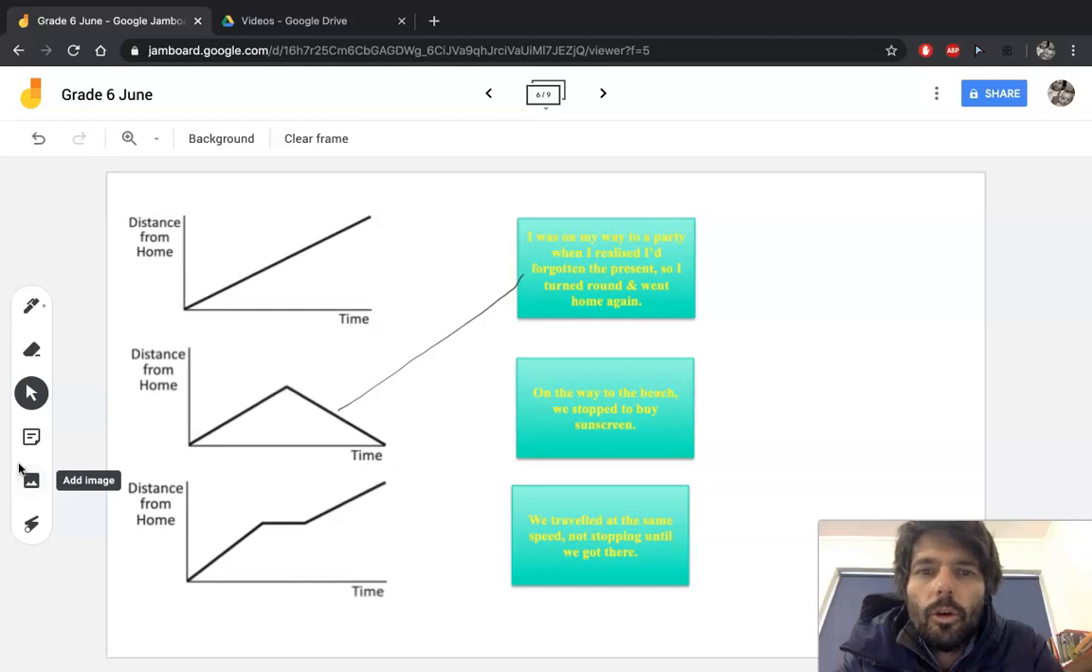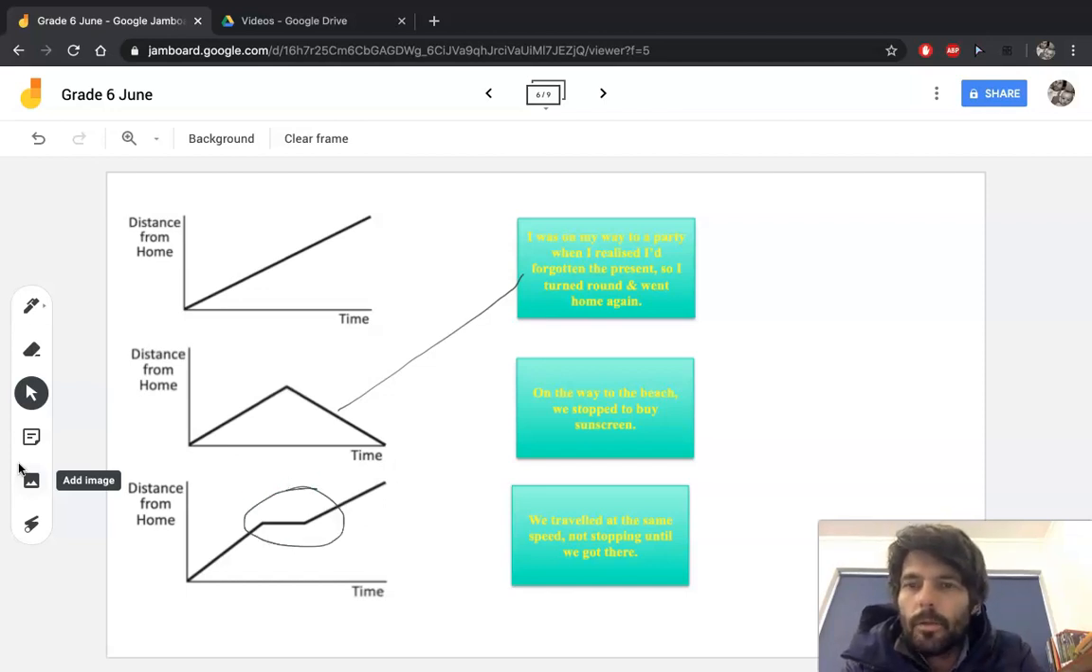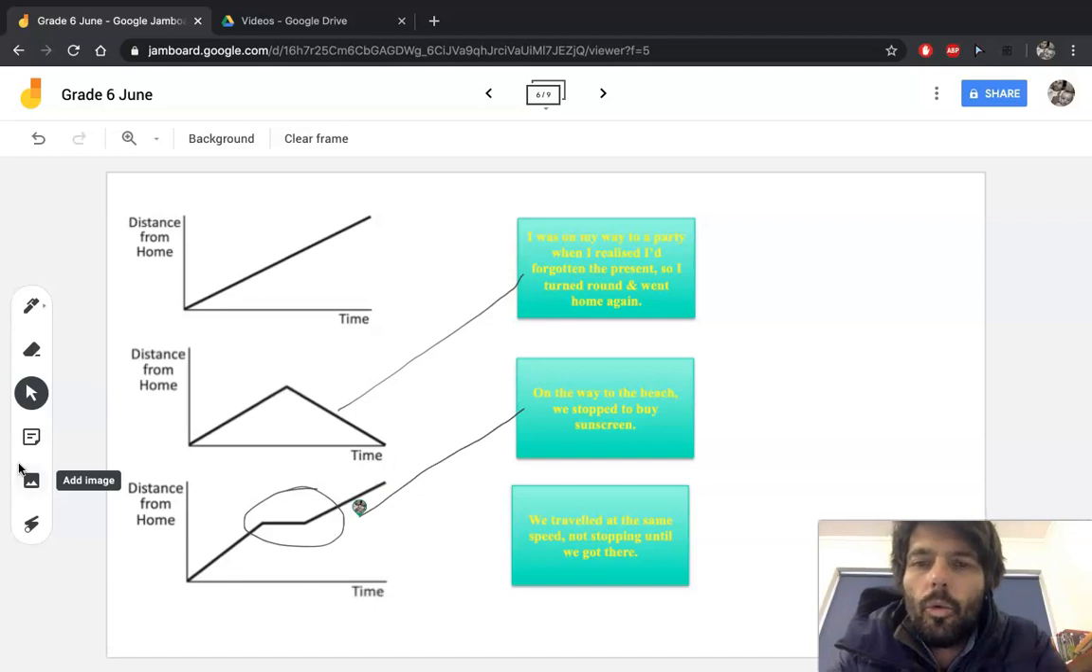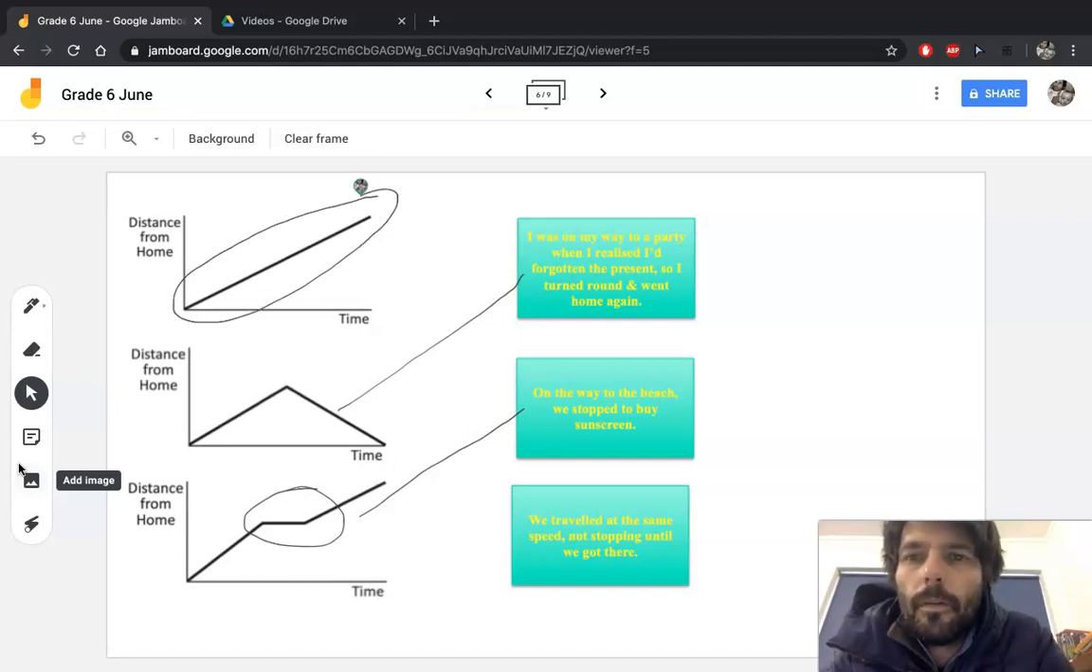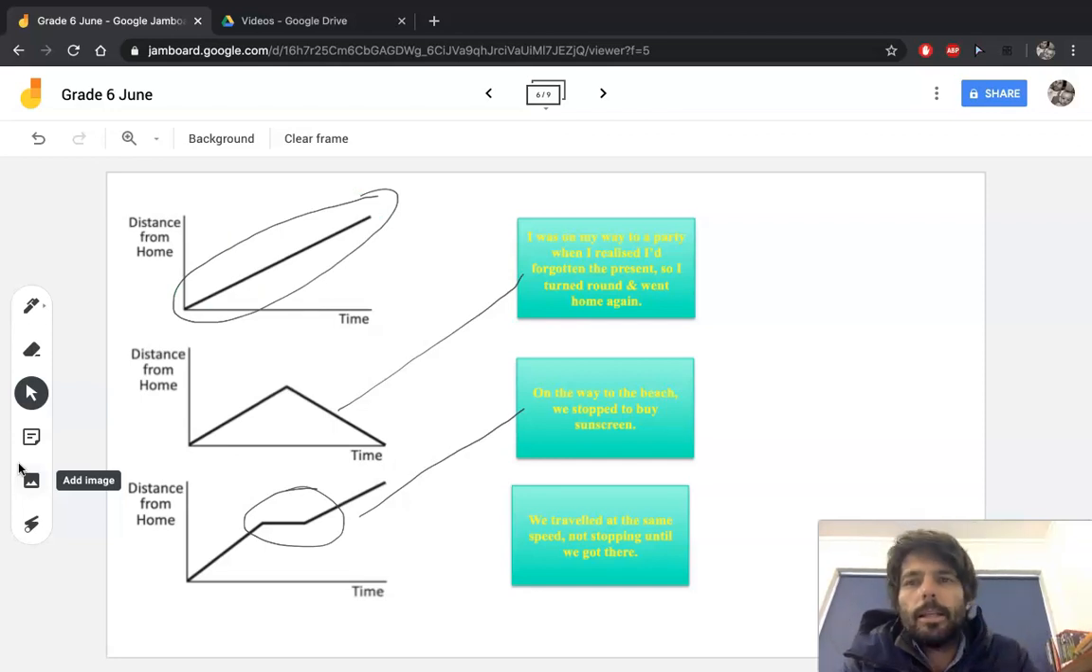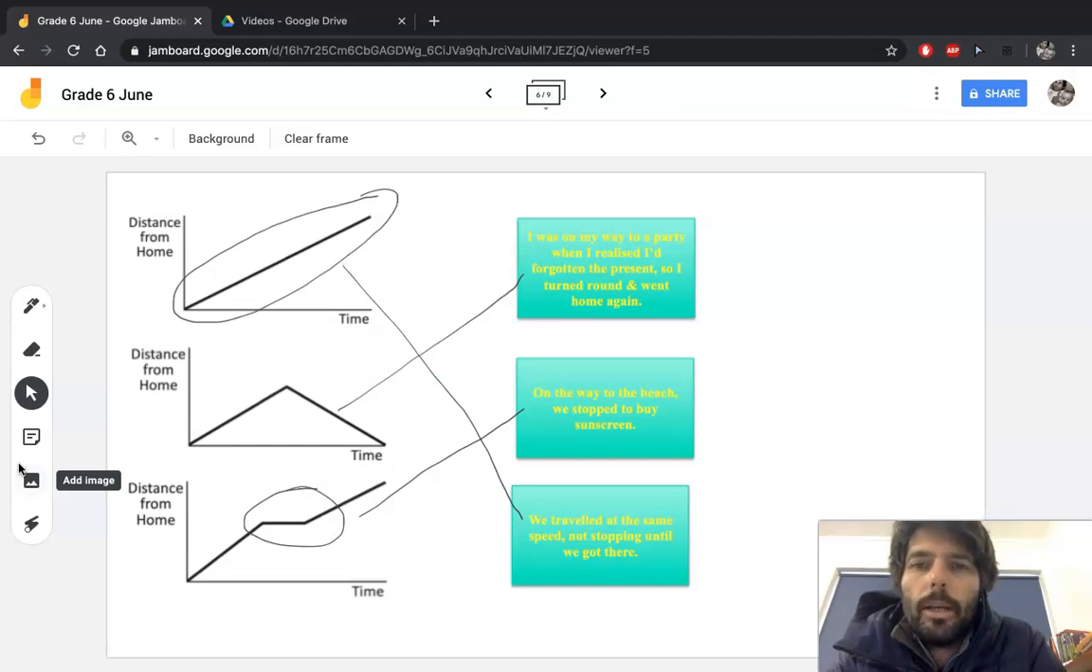On the way to the beach, we stopped to buy sunscreen. So which graph shows a period where they don't travel any further? You can see this area over here is where they've stopped, as the distance from home has not increased. So that description will be those two. Then the last description: we traveled at the same speed, not stopping until we got there. You can see here there's no stop in that particular graph, and it remains the same gradient. So it stays at the same angle for the entire graph, which means it's the same speed. So that graph and that description will link with each other.